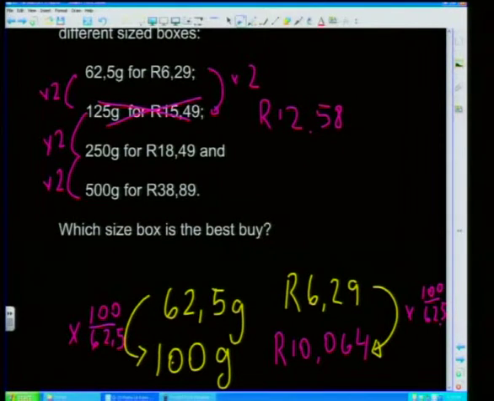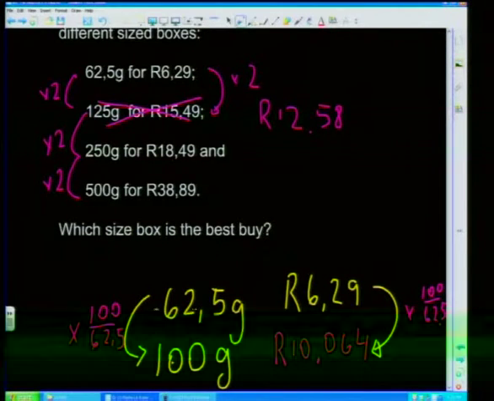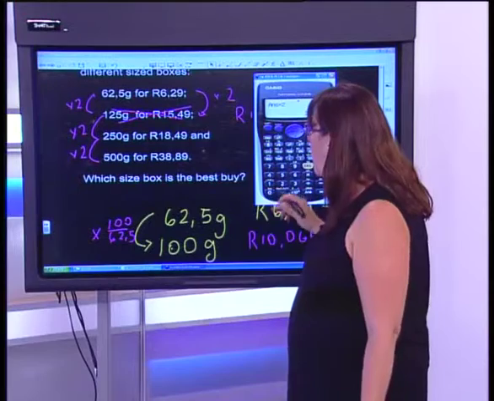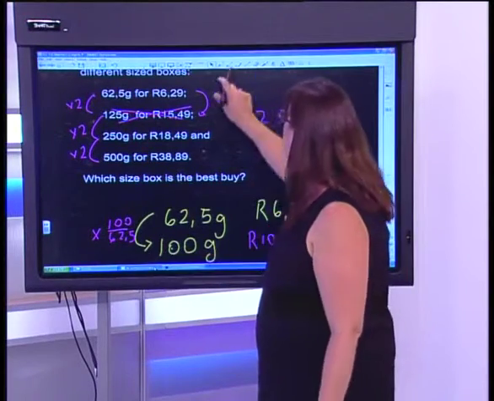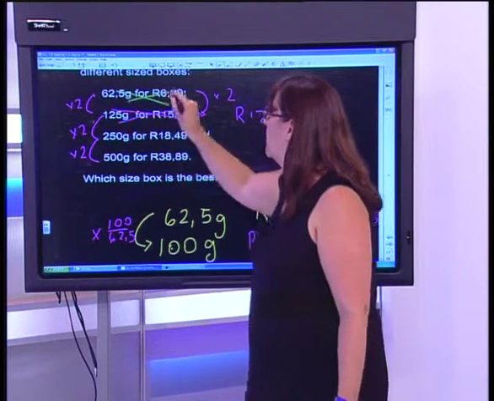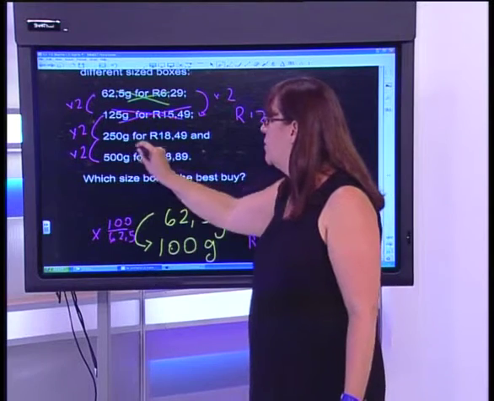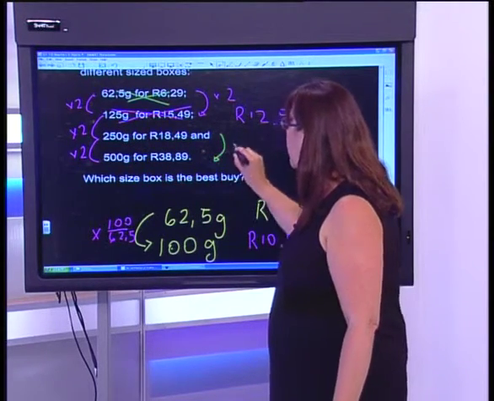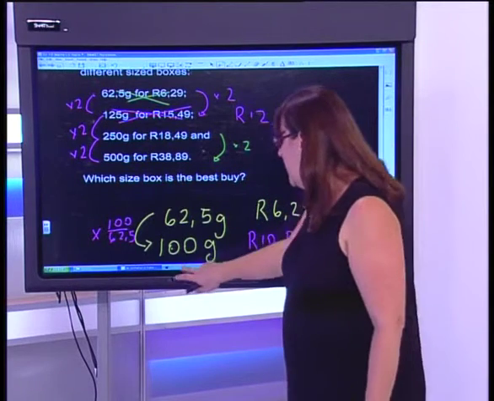Now let's try double this again to get the 250. So 12.58, I've still got that number, 12.58 times by 2, and I get an answer of 25.16 Rand. It's bigger than that. So what am I going to do? I'm going to exclude that. It was 25 Rand. So far this is looking the cheapest. And now let's compare this one times by 2. So now I've got 18.49 times by 2.